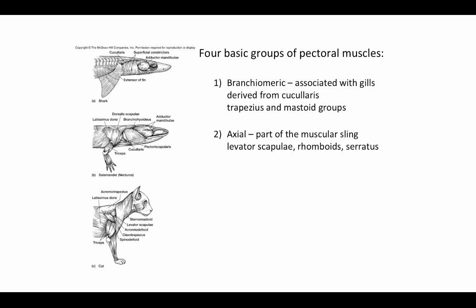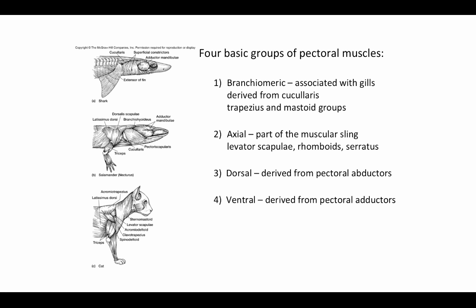We also have contributions from the axial musculature. These create part of that muscular sling that we saw in the forelimb. In the next slide, we'll get more detail of that, but these include the levator scapulae, the rhomboid group, and the serratus ventralis. And then, of course, the dorsal group, which we've just been talking about, that are derived from pectoral abductors, and the ventral group that are derived from the pectoral adductors. To see more details on all of these muscle homologies, you can refer to Table 10.2 in your textbook, and it has all of these derivations very nicely diagrammed for you.